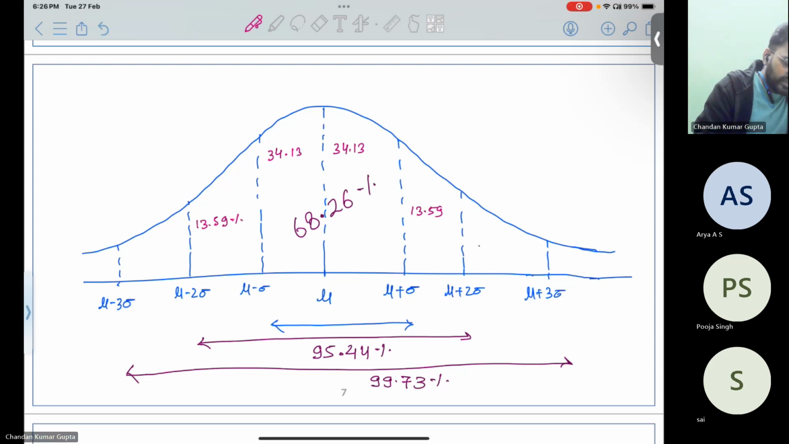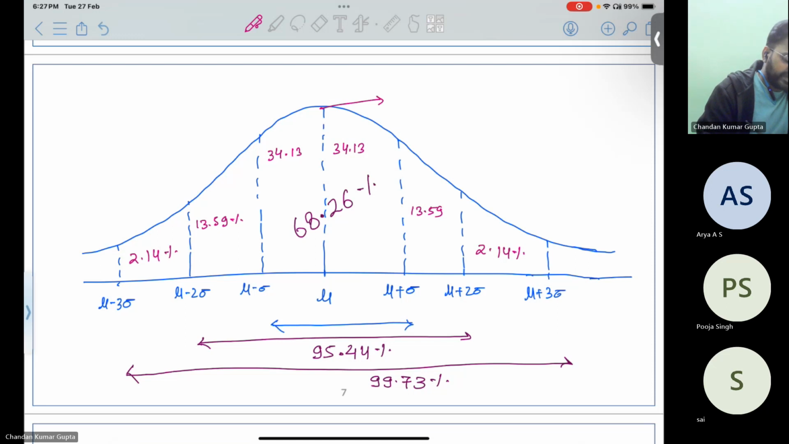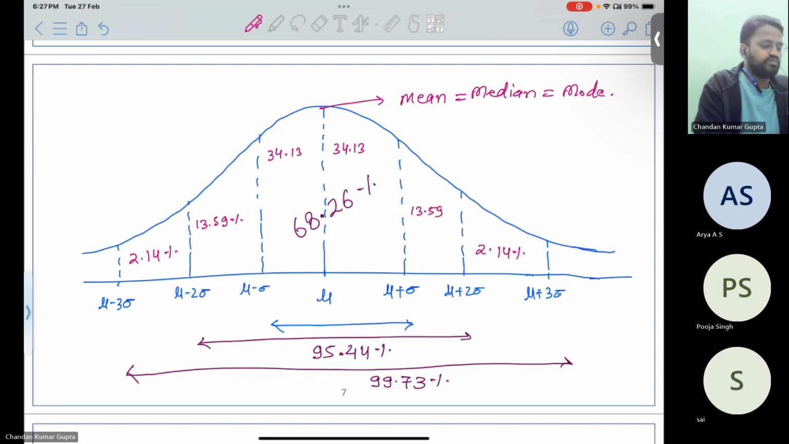And approximately 2.14% of the probability lies within the 2 to 3 sigma limit. And similarly, this. Here, the mean, median, and mode all lie at mu. Mean equal to median equal to mode.